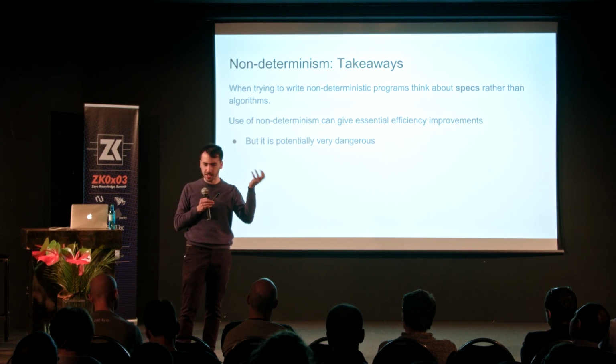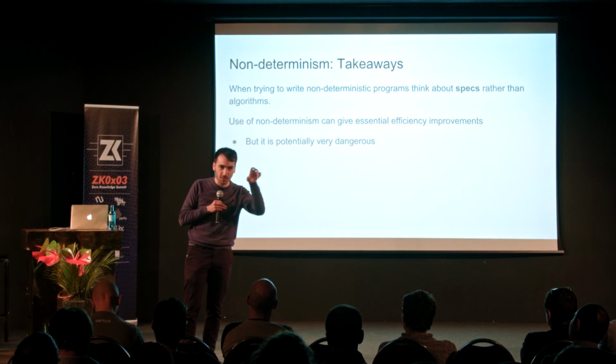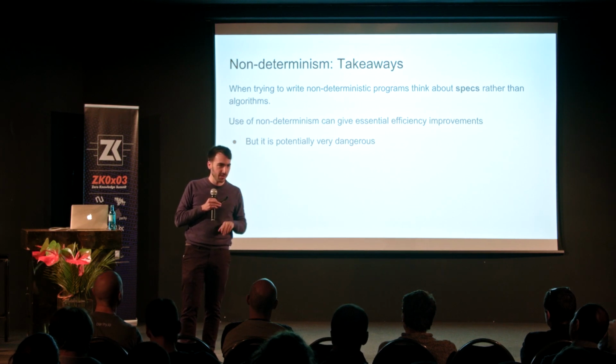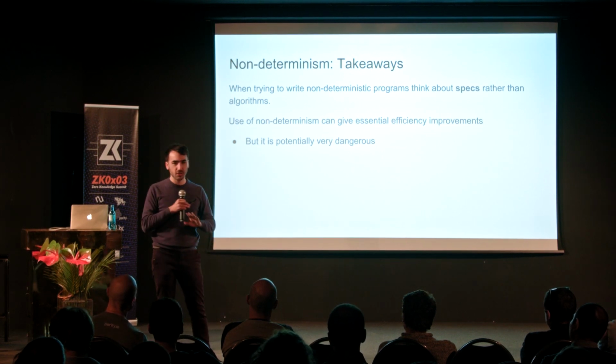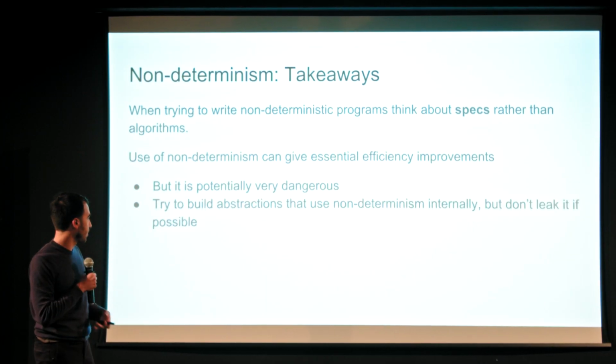I guess I should have mentioned that. You always imagine there's a malicious prover who's trying to sneak bad values past all of your assertions. You see what I'm saying? So that division function is really scary because it lets them sneak whatever value they want through your assertions, which is potentially really bad. So you try to build abstractions that somehow use the non-determinism internally but don't leak it, if possible.